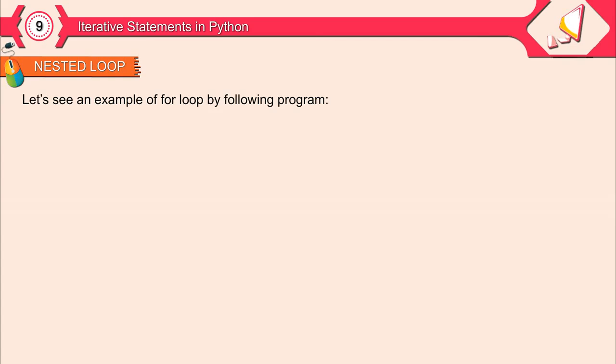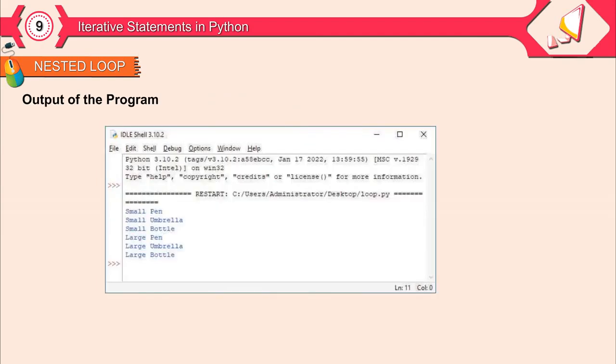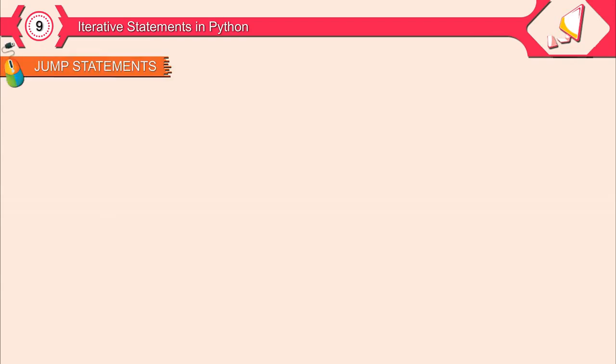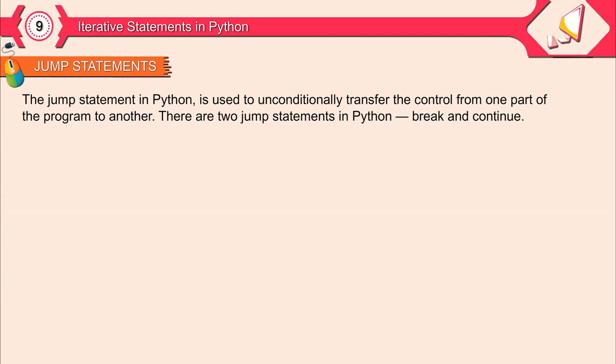Let's see an example of for loop by following program. Program: to demonstrate the nested for loop. Output of the program. Jump statements. The jump statement in Python is used to unconditionally transfer the control from one part of the program to another. There are two jump statements in Python: break and continue.